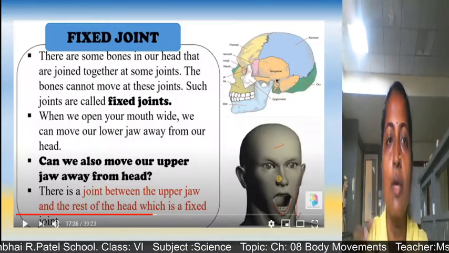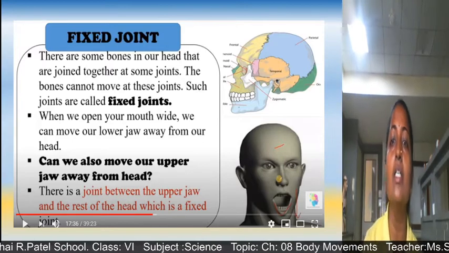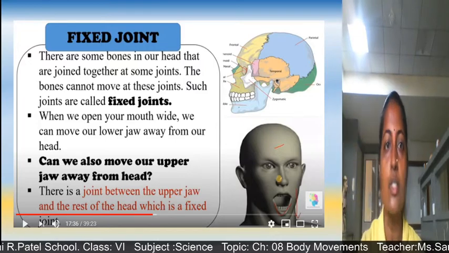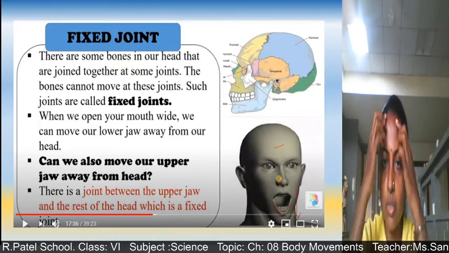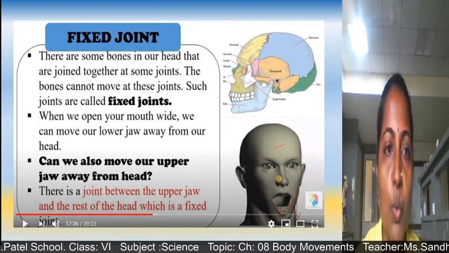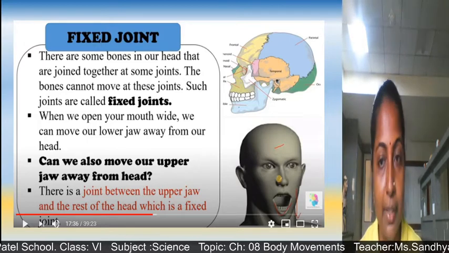Okay, now the last type of joint is the fixed joint. We can say it is an immovable joint also. There are some bones in our head that are joined at some joints. Many joints are there in our head or skull. The bones cannot move at these joints. Such joints are called fixed joints.